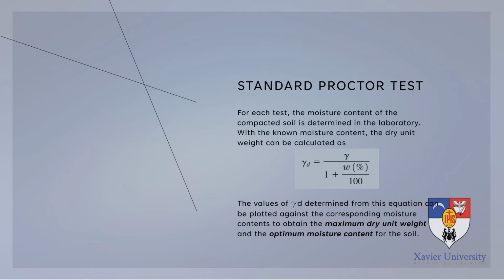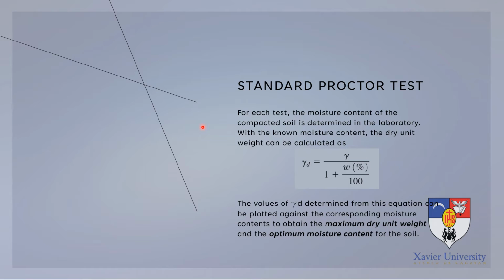So for each test, the moisture content of the compacted soil is determined in the laboratory. With known moisture content, the dry unit weight can be calculated as gamma dry is equal to gamma wet over 1 plus moisture content over 100. This formula we have already discussed in our preceding discussion. The moisture content here actually corresponds to the moisture content of the soil sample that we can get out of the mold that we weighed earlier.